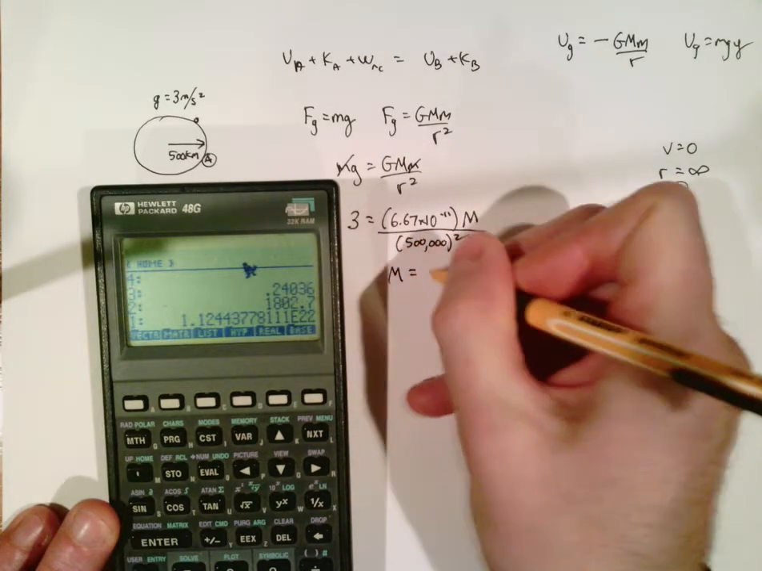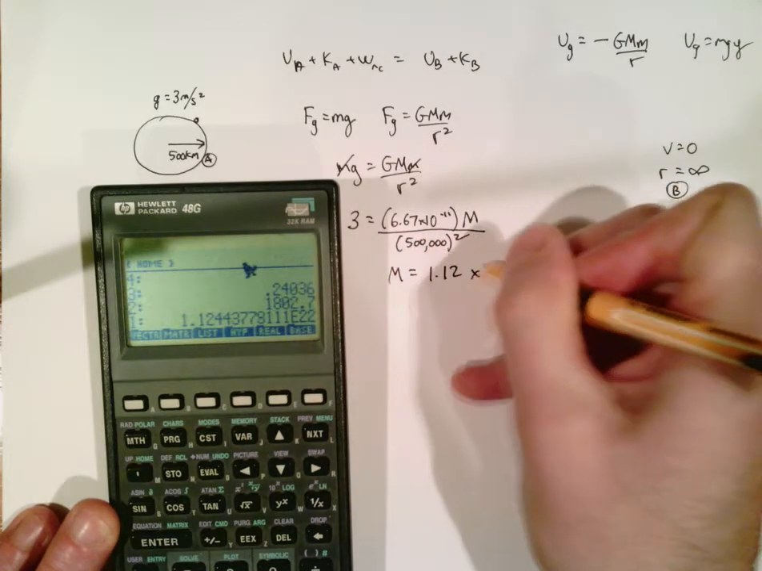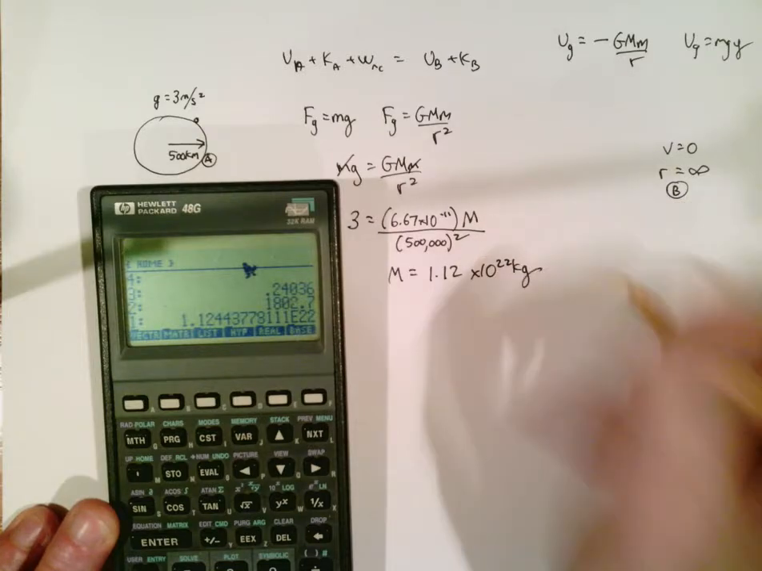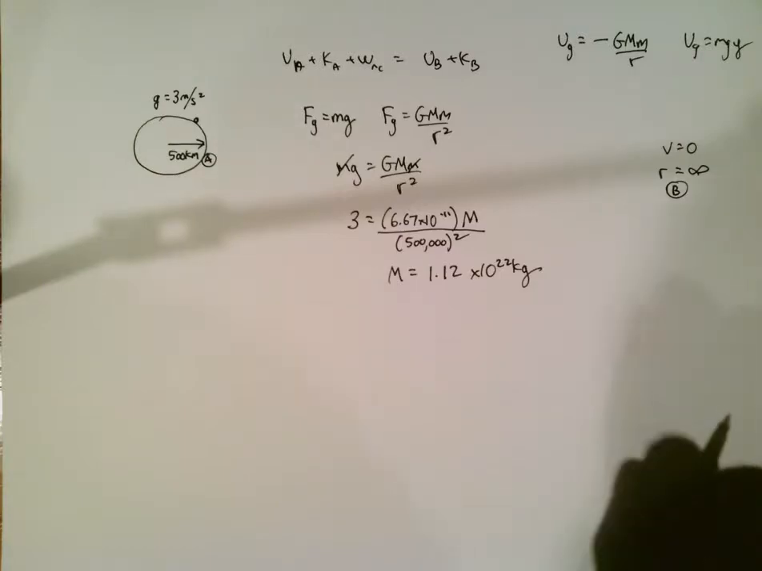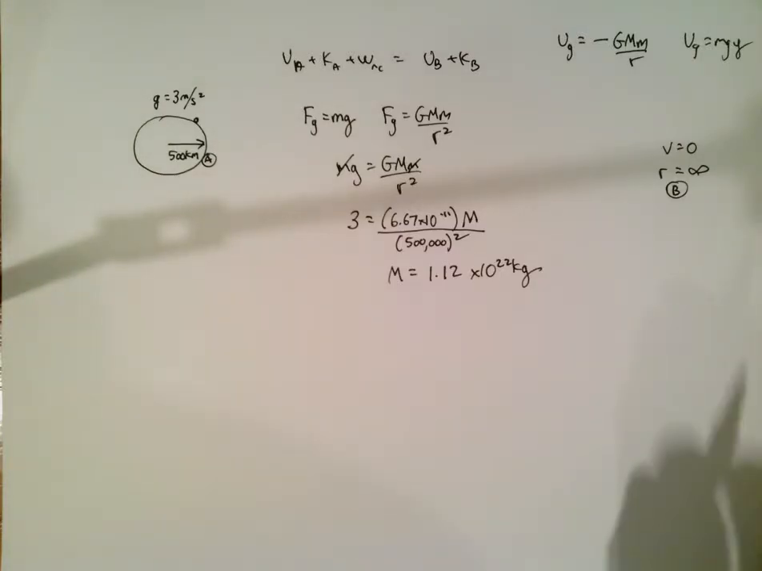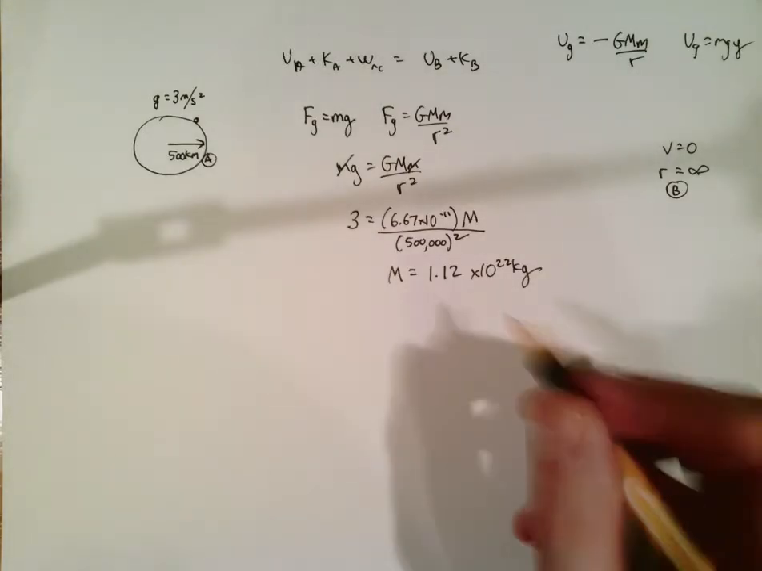The mass is 1.12 times 10 to the 22nd kilograms. However, the Earth's mass is 6 times 10 to the 24th kilograms, so this is approximately 1/100th the mass of the Earth. So that seems like a realistic answer. Okay, now I can get to UCWC.